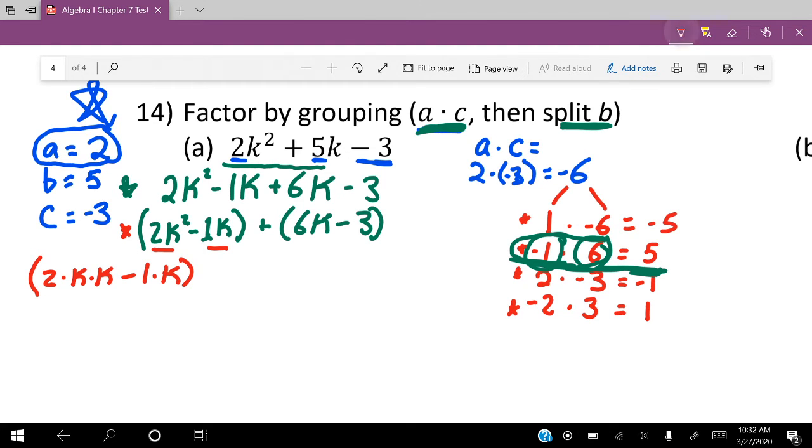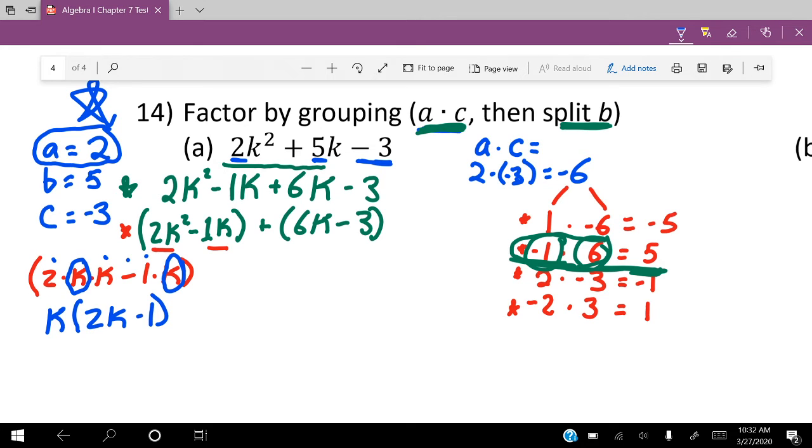And we can notice that they both have in common a single k. Each of them has a k. So I'm going to pull the k out in front and write the leftovers: 2k minus 1. So that's it. I really just wanted to find the common factors in that parenthesis.